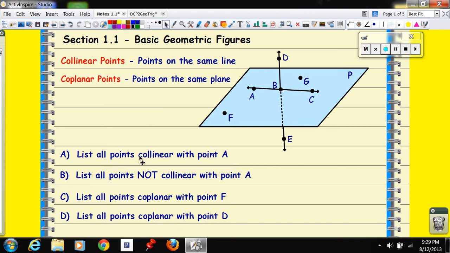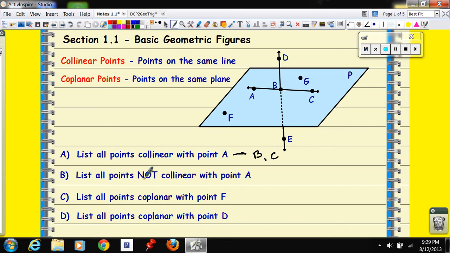Let's list all the points that are collinear with point A. First off, I look at where point A is, and we notice that point A happens to be right here on this line. Point B is also on the line, and point C is also on the line. So those are the 2 points that are collinear with point A.